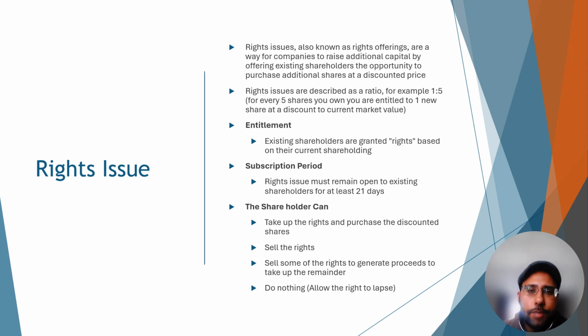Now, the example that I've got here is it normally comes as a ratio. Remember, I've done 1 to 5. It can vary. What this means is for every 5 shares that you own in the company, you are entitled to an additional share at a discount to the current market price. So if a share is currently at £2, a rights issue may come out and you can purchase the share at £1.80, for example. Now, it's great, you get additional exposure within the company, but there will be a dilution effect, which we will touch on.